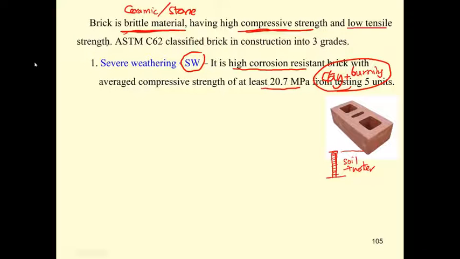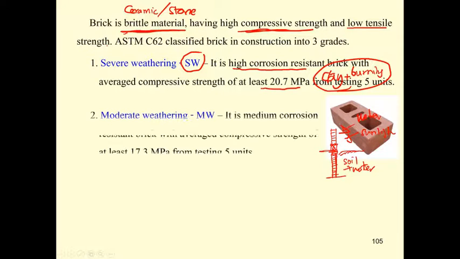Okay, and the next one, we may use the wall, if this is coming into the house, and the wall may go beyond the soil. This is soil, and now it may be subjected to water, the rain, and the sunlight. This second grade is called moderate weathering brick, or MW. It's a medium corrosion resistant brick.